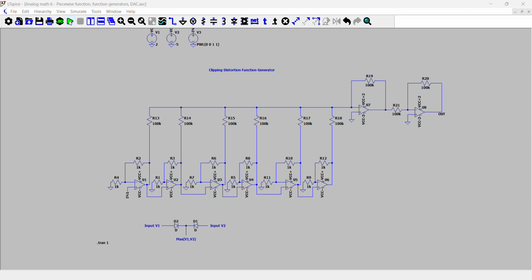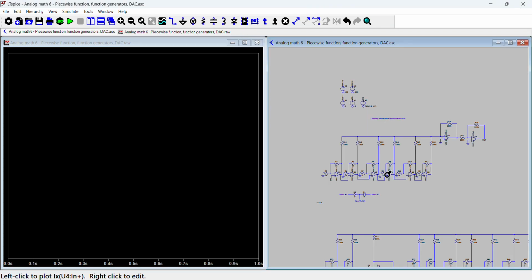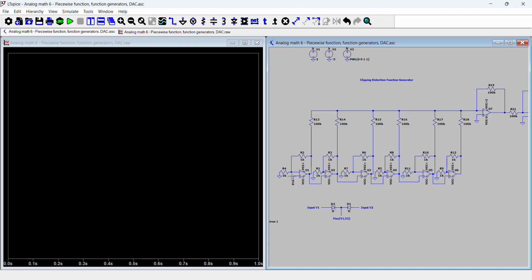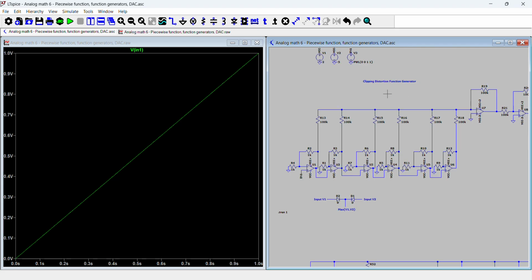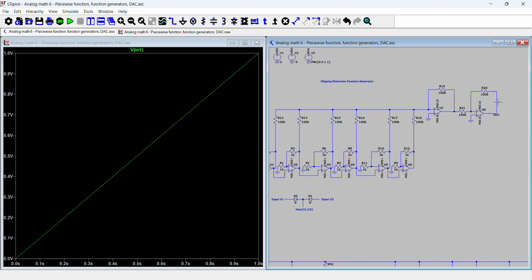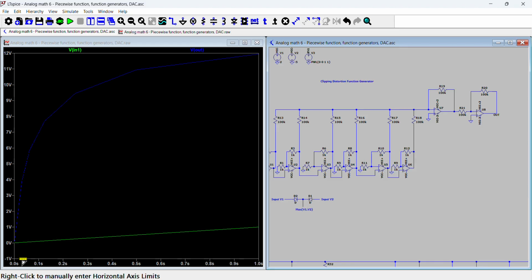So I'll first demonstrate the result of this. Here I have the input, which is just a linear voltage that goes from 0 volts to 1 volt in 1 second. And then let's look at the output. As you can see, the output is basically an approximate log function. It's a piecewise function because it has a different slope at every targeted piece.